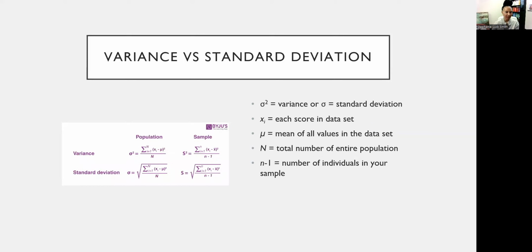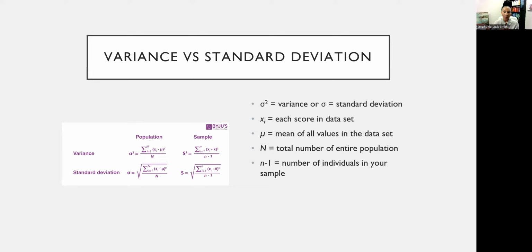And again, these are the formulas that we use when we're calculating the variance and the standard deviation. We can actually calculate our standard deviation by taking the square root of the variance, or we can calculate our variance by squaring our standard deviation. But these are the formulas that we will use for that.